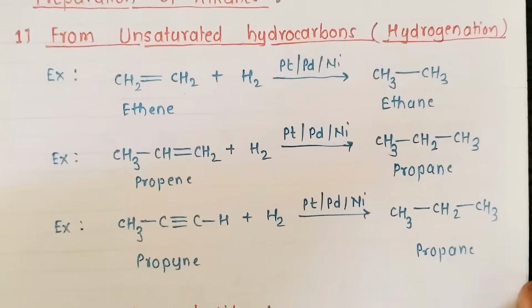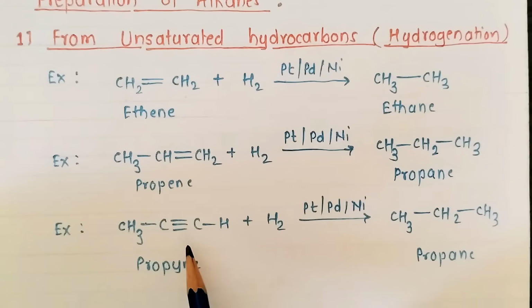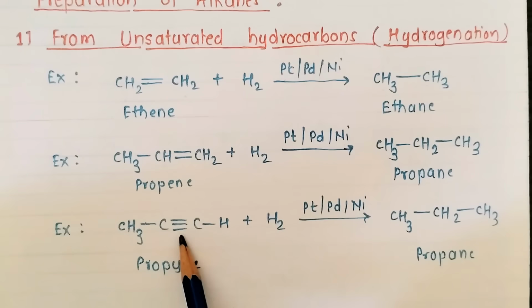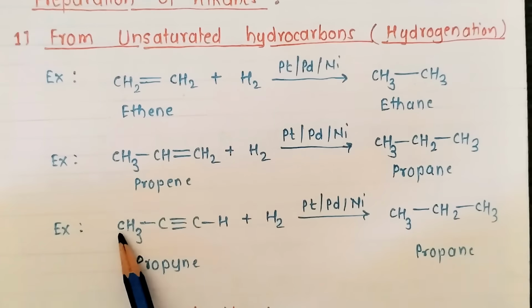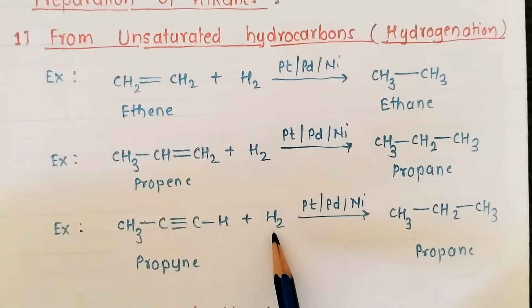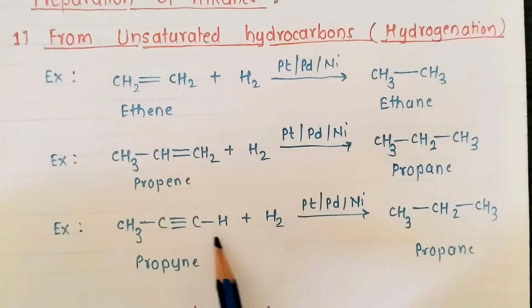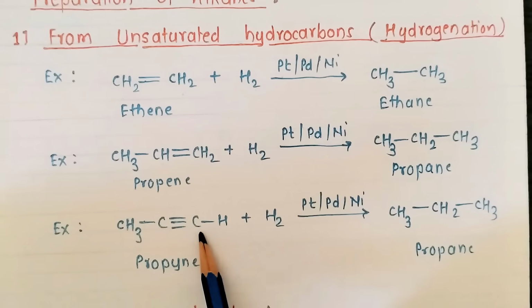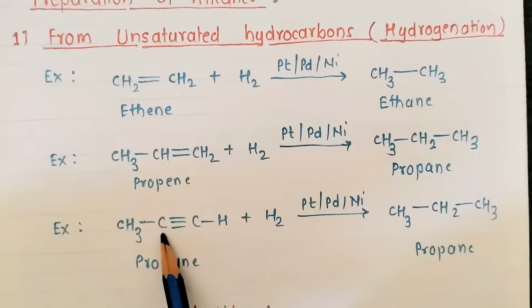Similarly, we take another example of an alkyne. Here a triple bond is there, that's why we call it an alkyne. This is propyne, 3 carbons are there, 1, 2 and 3 carbons. This propyne reacts with dihydrogen gas in the presence of platinum, palladium or nickel catalyst. Here 2 hydrogen atoms are attached to this carbon atom and 2 hydrogen atoms are attached to this carbon atom.